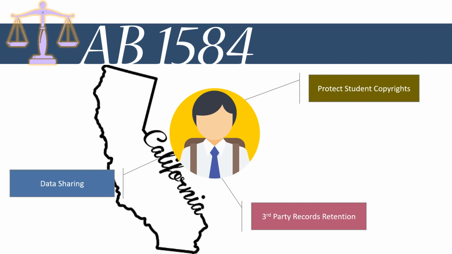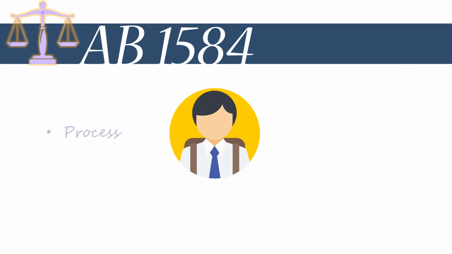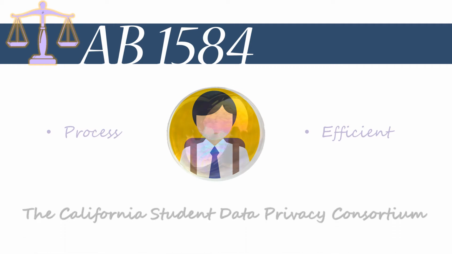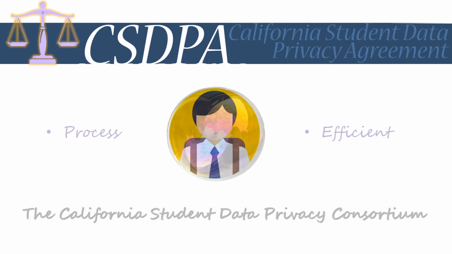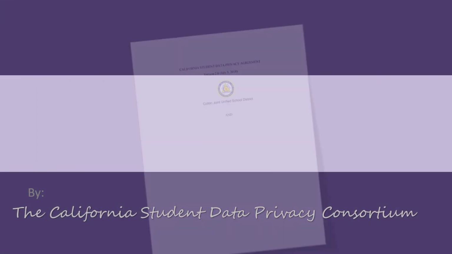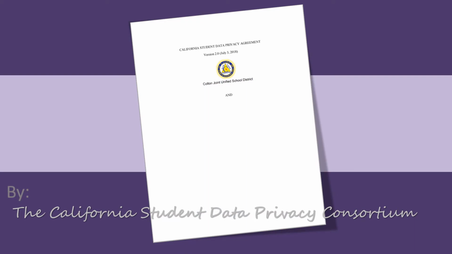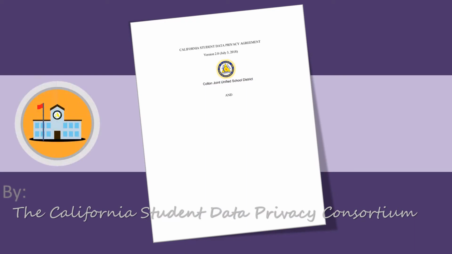But districts across California needed a process to ensure they were protecting students, but being as efficient as possible given limited staff, but also taking into account the importance of the work at hand. It was for this reason that the California Student Data Privacy Consortium created the California Student Data Privacy Agreement, also known as a CSDPA. A CSDPA is a contract that was written by the consortium so that school districts may simply send the agreement to an app company to complete and sign.